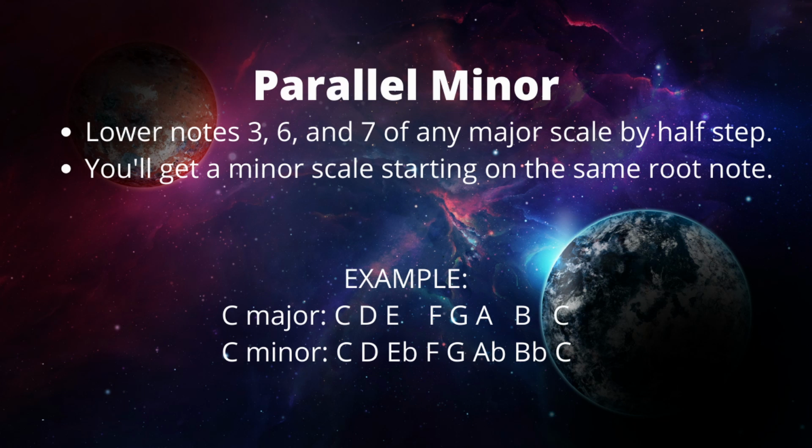Our example here is the C major scale, and as you can see, C, D, E, F, G, A, B, C. Notes 3, 6, and 7 of that scale are E, A, and B. And if we flat those notes and change nothing else, we get the C minor scale, which is spelled C, D, E flat, F, G, A flat, B flat, and C. So E, A, and B are notes 3, 6, and 7. They were flatted, which lowered them by a half step, and that gave us the C minor scale. Very simple, very easy to remember: 3, 6, 7.